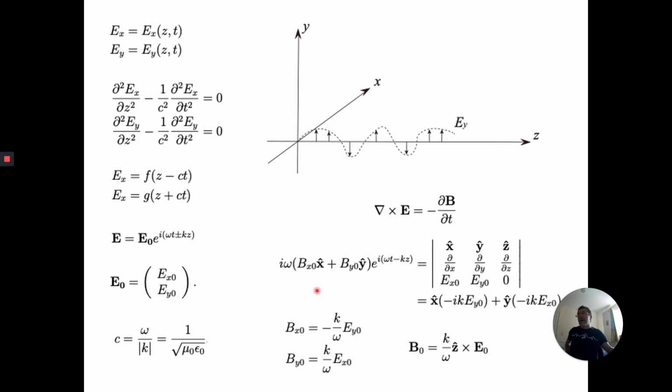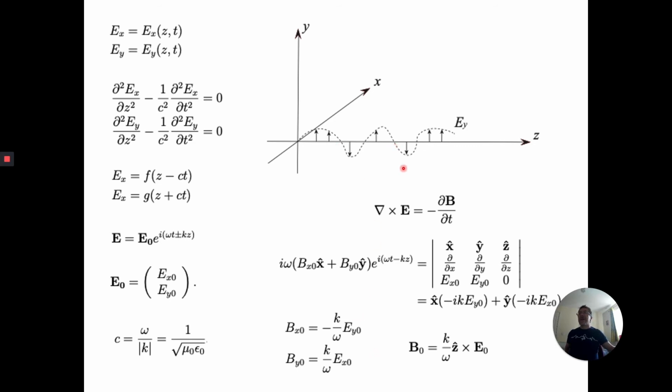And just by inspection, I can see that the magnetic field is proportional to the electric field in both directions, but with a scaling factor k over omega. And of course, k over omega is simply 1 over c. So immediately you see that the magnetic field is c times smaller than the electric field for any plane wave solution in a vacuum.